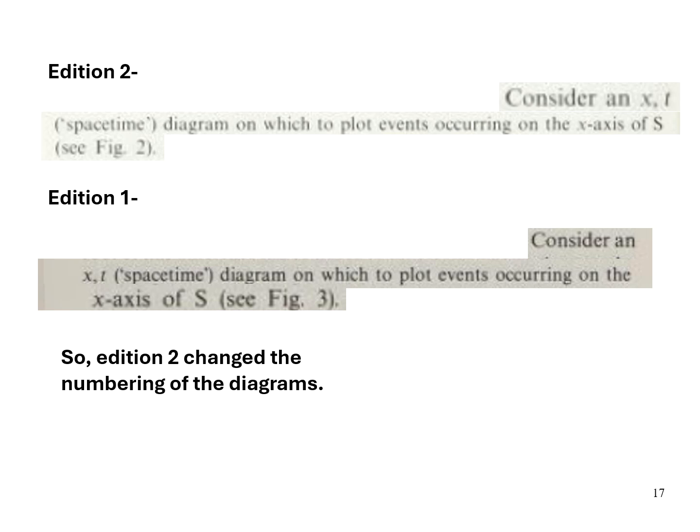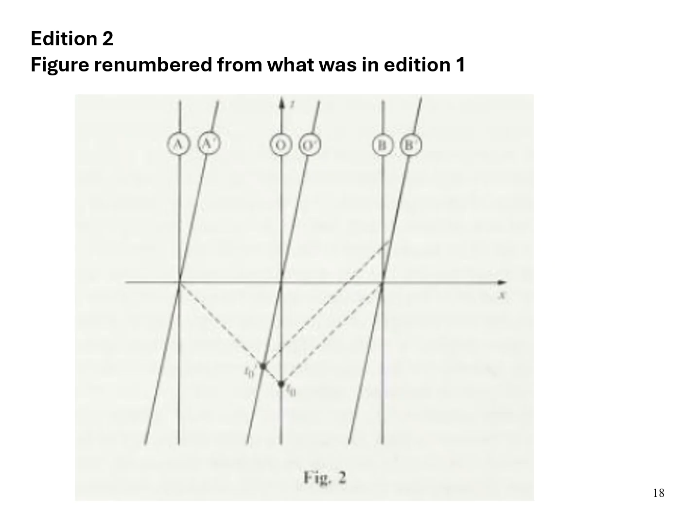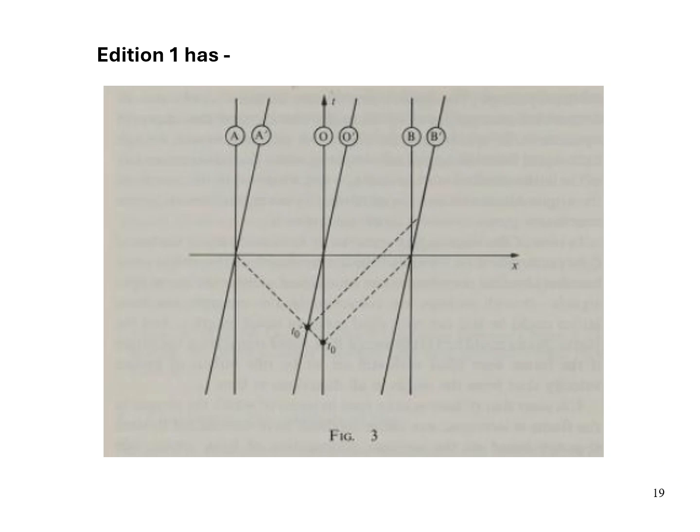And so, edition 2 carries on. He says, consider an xt space-time diagram on which to plot events occurring on the x-axis of S. And you see fig 2. Edition 1 says consider an xt space-time diagram on which to plot events occurring on the x-axis of S, and see fig 3. So edition 2 has changed the numbering of the diagrams. This is the edition 2 diagram, and this is the edition 1 diagram.